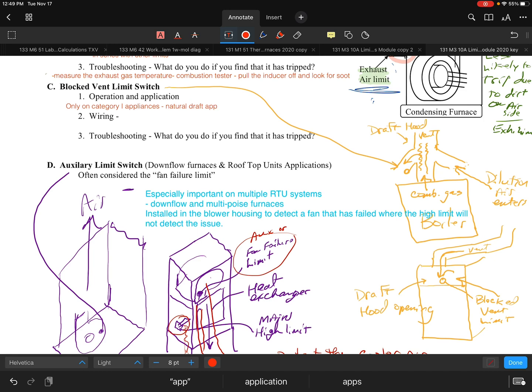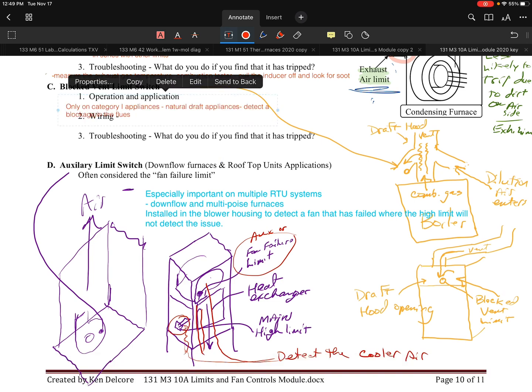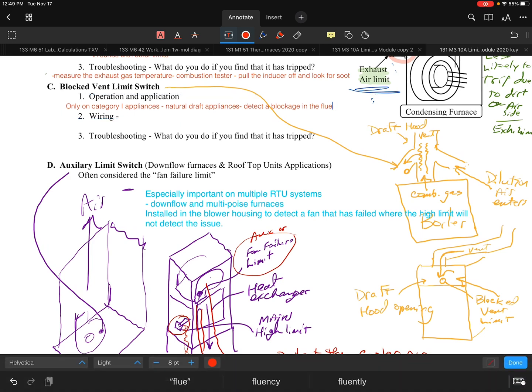So you're dealing with a natural draft system. Natural draft appliances is one. I think the big thing, you're hoping that it can detect a blockage in the flue. It's almost self-explanatory by the name of it, but it isn't quite as simple as that. Block vent limit switch. So detecting a blockage in the flue.